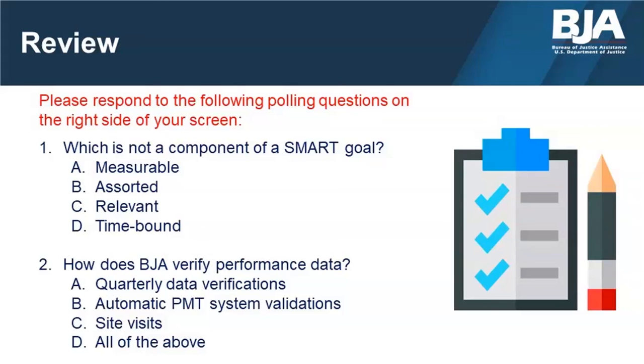For number 1, which is not a component of the SMART goal, the answer is B, assorted. And for number 2, how does BJA verify performance data? The answer is D, all of the above.